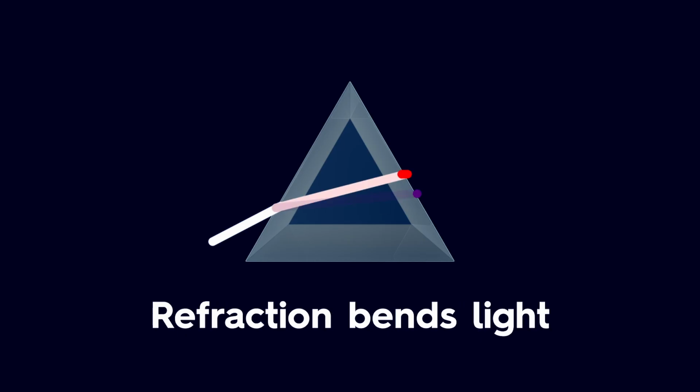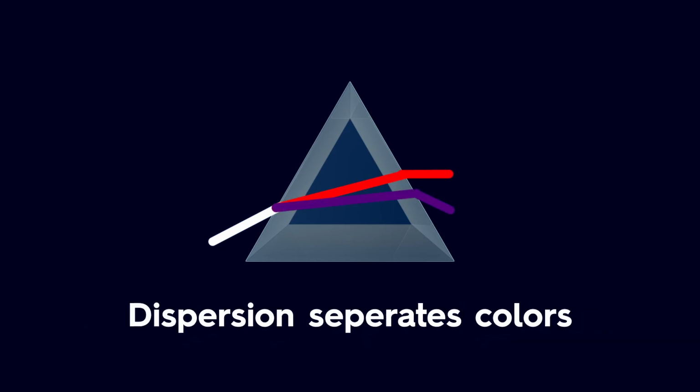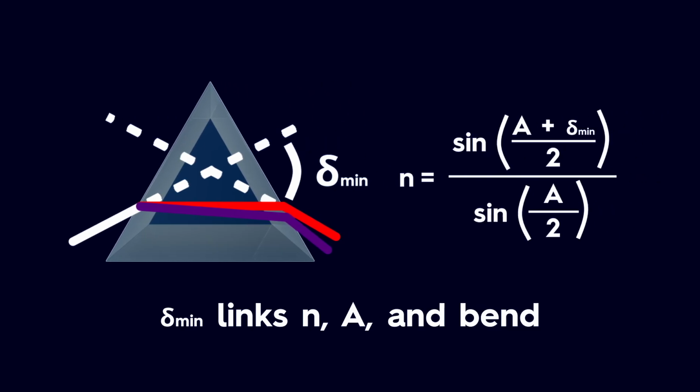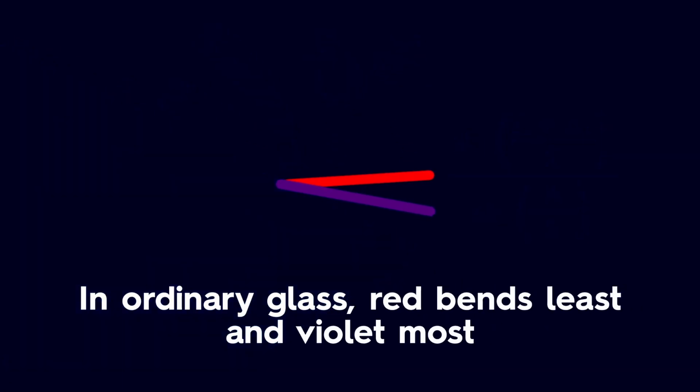To recap, refraction bends light, dispersion makes colors separate, and minimum deviation happens on the symmetric path inside the prism. Its equation connects the refractive index, apex angle, and the smallest total bend. In ordinary glass, red bends least and violet bends most.